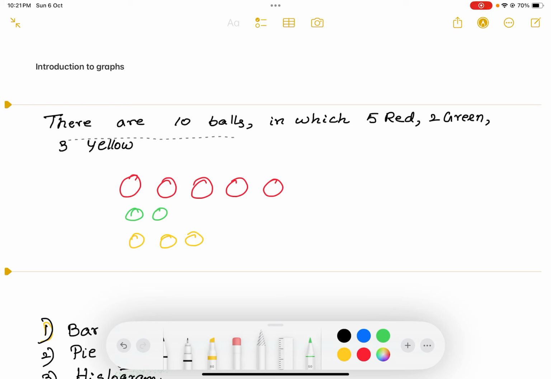For example, let us see now. Suppose there are 10 balls, of which 5 are red, 2 green, and 3 yellow. I have explained it in text. Now, if I draw that as 10 balls, I have 5 red in red color, 2 green and 3 yellow. The information given in text takes a little more time, but when you see the figure, it is very clear and you get more clarity compared to the text. So that's why we do pictorial representation of numerical data.